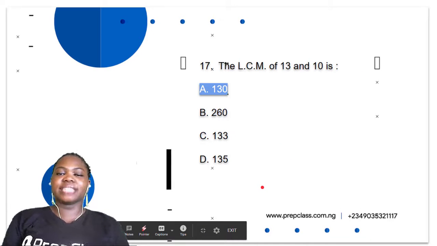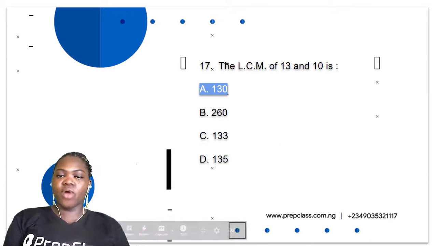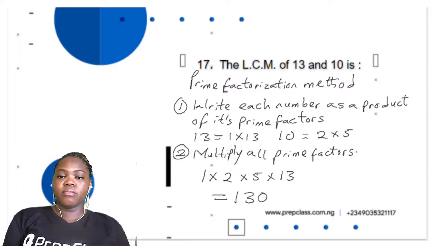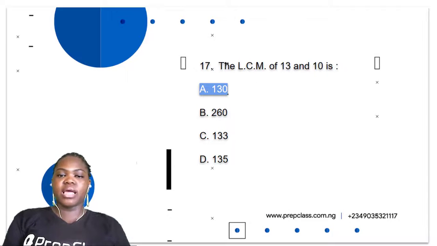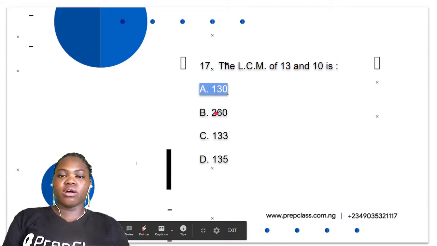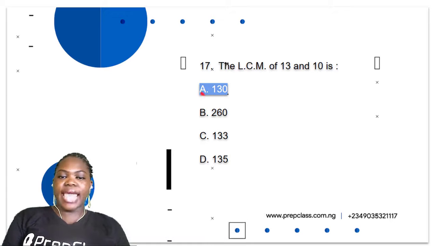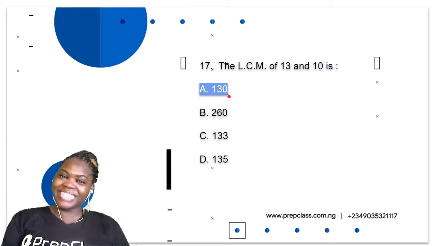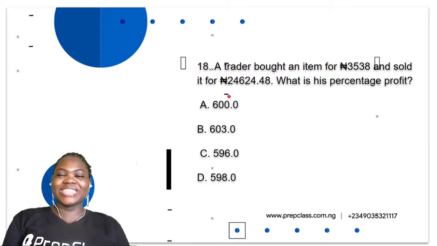So you can see that solving LCM problems is very easy. All you have to do is to write each number as a product of its prime factors, then multiply all prime factors. Now let's find out the correct option. The correct option is A, which is 130. Easy, right? Okay, let's move on to the next question, which is number 18.